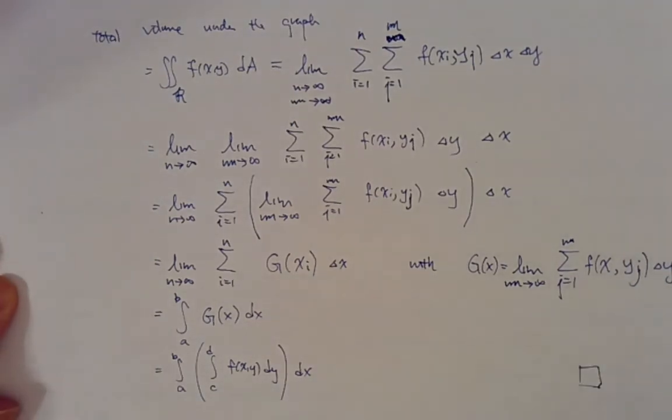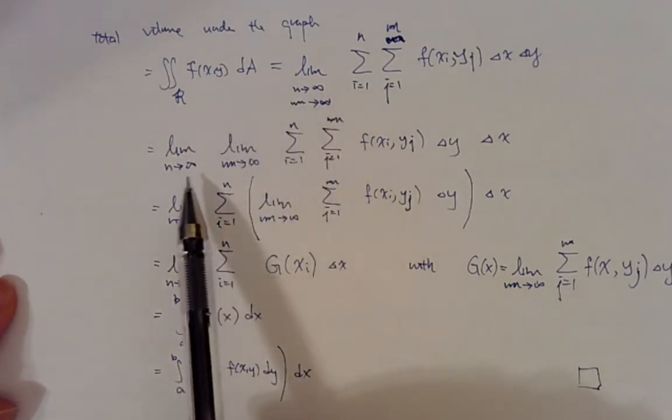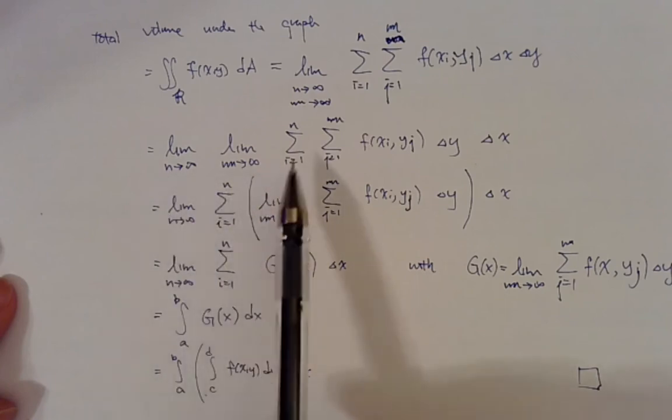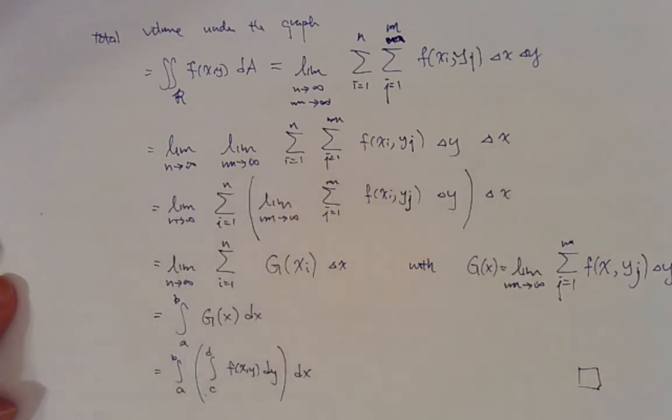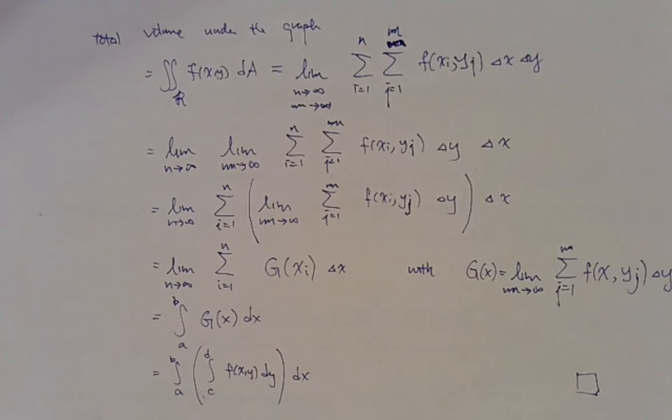Of course, if you wanted the integral in reverse order, then we would simply push these limits and interchange all the orders, and then we can do the same process again. That's the proof of Fubini's theorem for you.